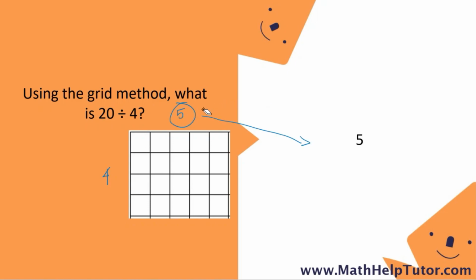Or another way of looking at this is we divide the grid, which has 20 boxes in it, into several parts that have exactly 4 boxes in them. And then we count the number of parts that have exactly 4 boxes in them. And from here, we can see that we were able to create 5 parts. And that is the answer to 20 divided by 4.